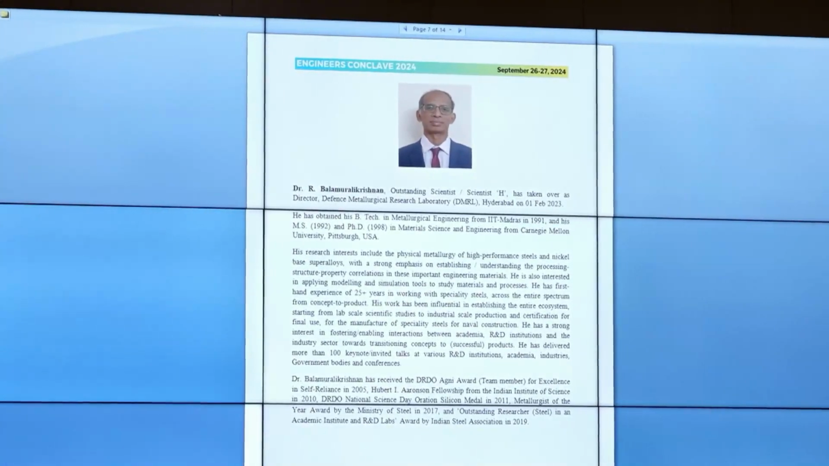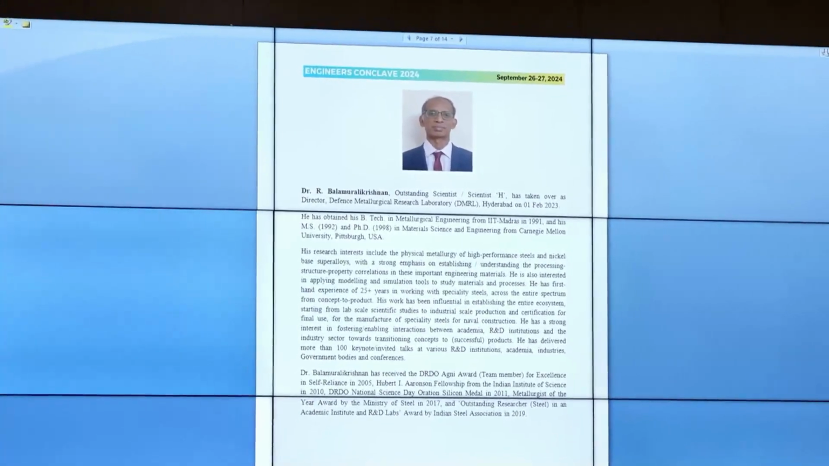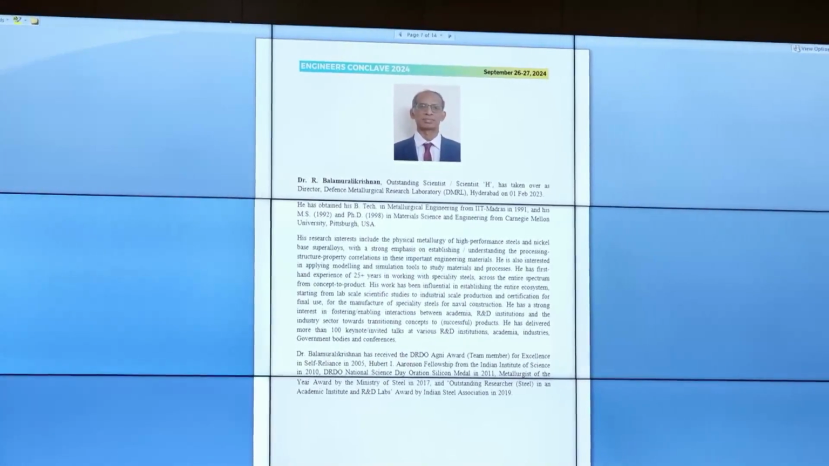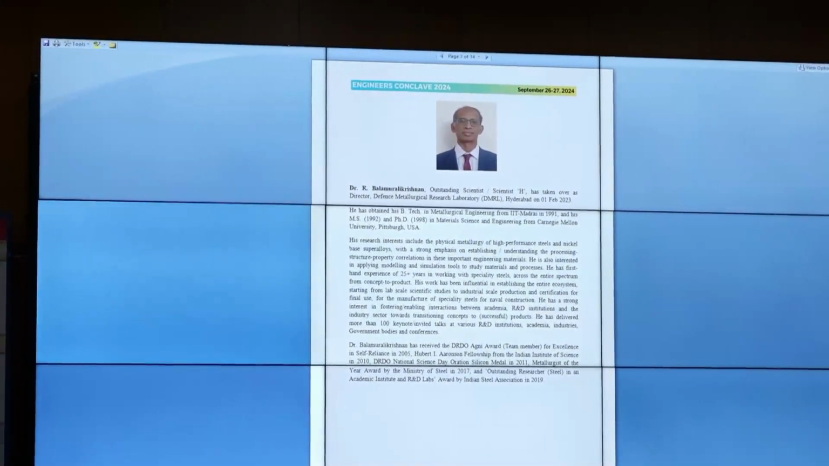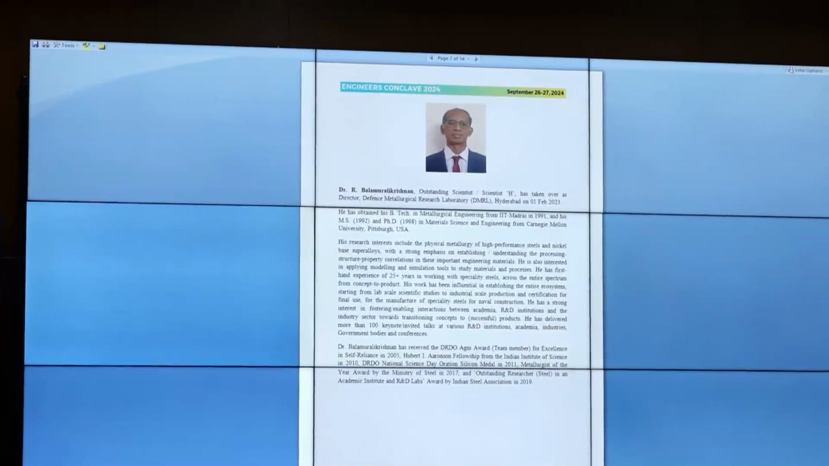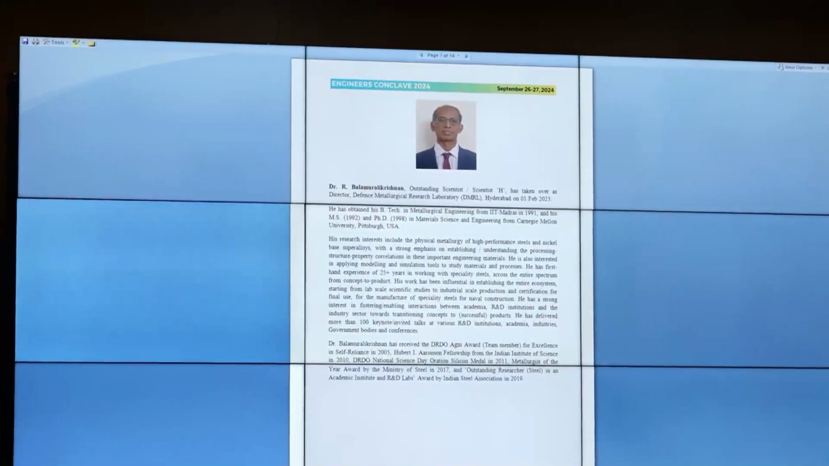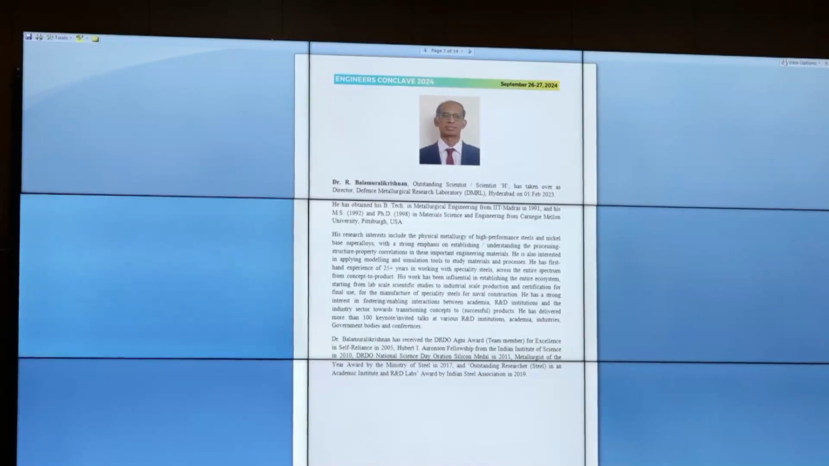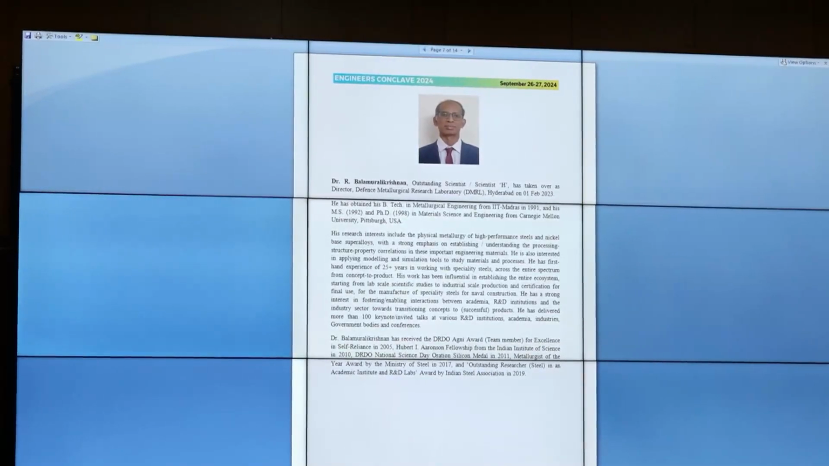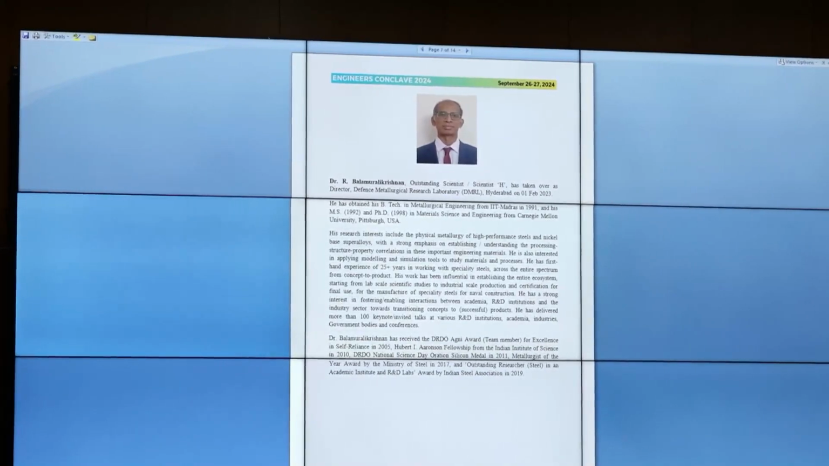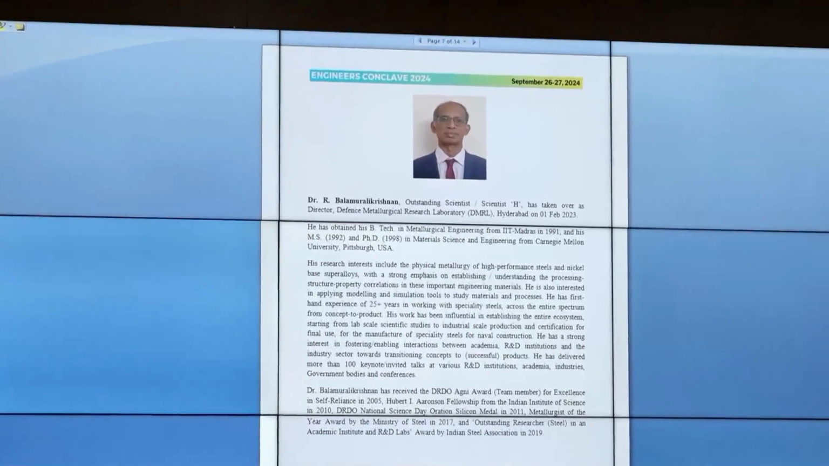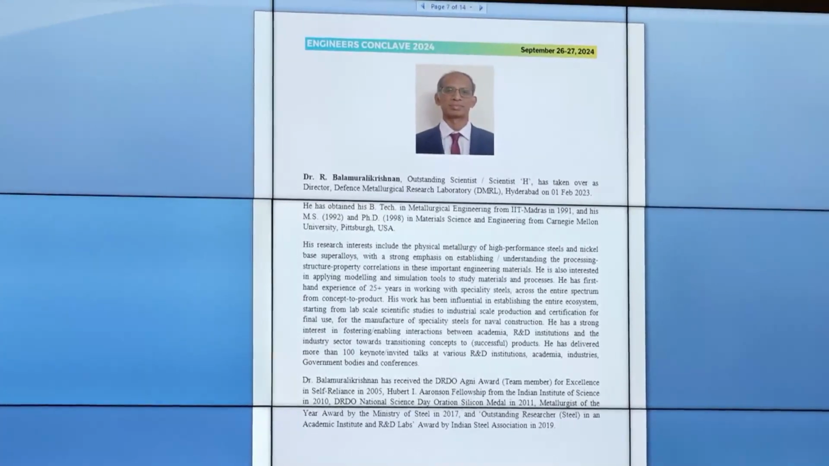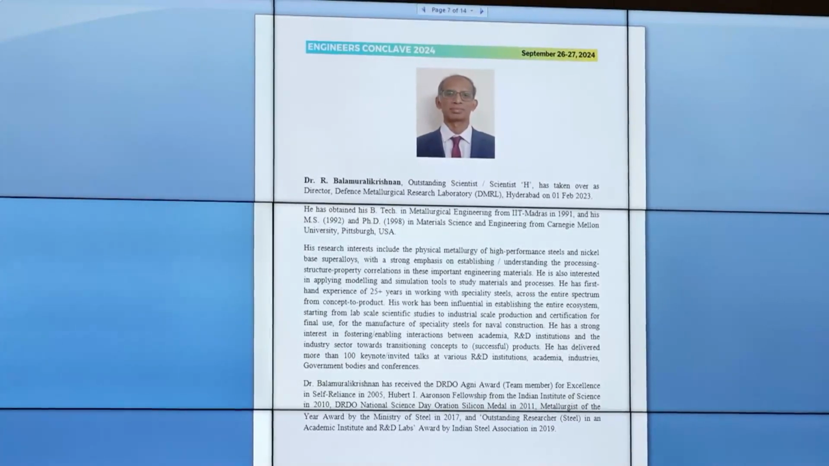He has first-hand experience of 25-plus years of working in specialty steels across the entire spectrum from concept to product. His work has been influential in establishing the entire ecosystem, starting from lab-scale scientific studies to industrial-scale production and certification for final use for the manufacture of specialty steels for naval construction. He has a strong interest in fostering enabling interactions between academia, R&D, and the industry sector towards transitioning concepts to successful products. He has delivered more than 100 keynote invited talks at various R&D institutions, academic industries, government bodies, and conferences.